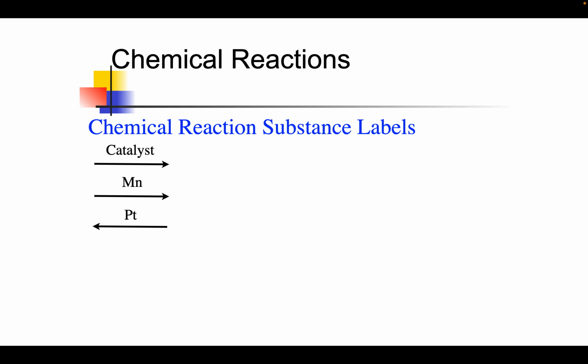The last type of arrow will be some kind of catalyst, where it'll be an arrow, any kind of arrow, with Mn or Pt, which are your normal catalysts. Those are elements that you put on top. I could just write catalyst, but Mn is manganese, Pt is platinum. Those are catalysts because they're used to speed up a reaction. The catalyst, by definition, is something that is not involved in a reaction. It's just something that is used to speed up the reaction.